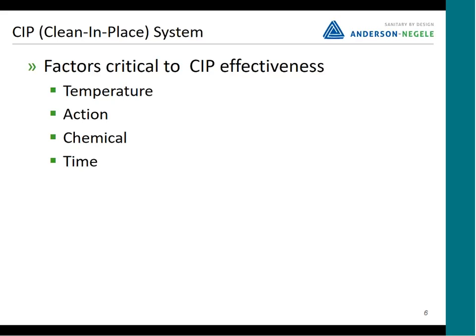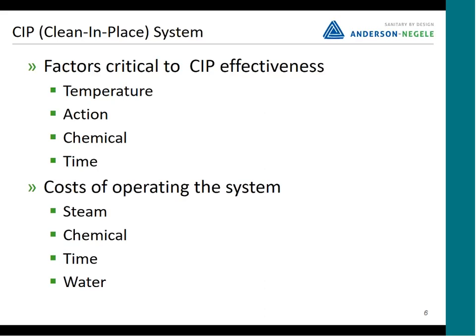There's got to be some sort of soap or chemical in there, and it's got to be there for a certain amount of time. So all those things are necessary to make a system work, but if you ever think about when a customer is using a CIP system, they're not processing, right? A customer is making money when they're processing. When they're turning raw materials into finished product, they're cooking it, mixing it, blending it, pasteurizing it, that's where they're adding value to that raw material and making money.